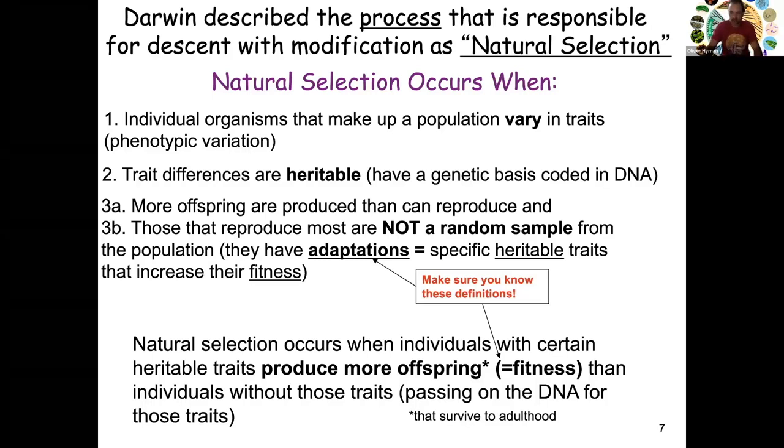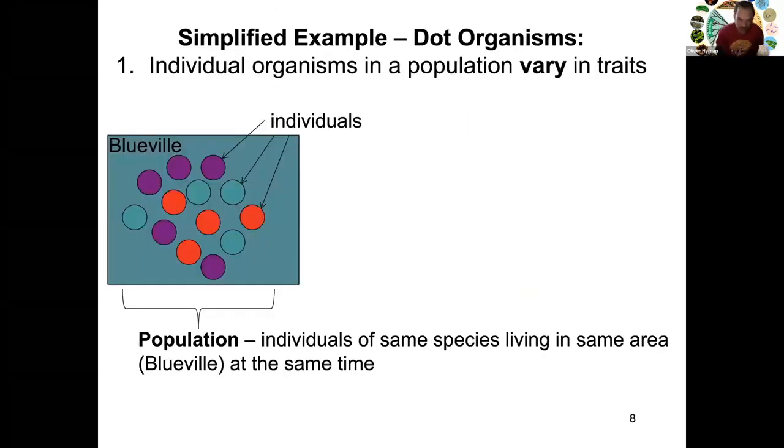So let's look at a more concrete example. This is a very simplified example. And this first requirement for natural selection is that individual organisms in a population vary in traits. So when we're talking about a population, the technical definition of a population is individuals of the same species living in the same area at the same time. So we're looking at one species and all the individuals of that species that live in one place at one time. That's a population. So here we're looking at the population of dots in Blueville, this place.